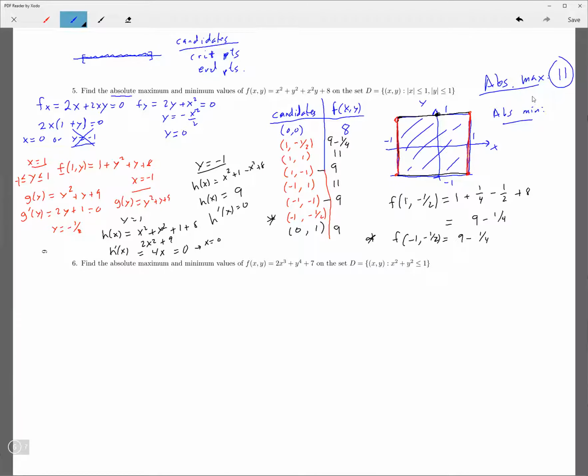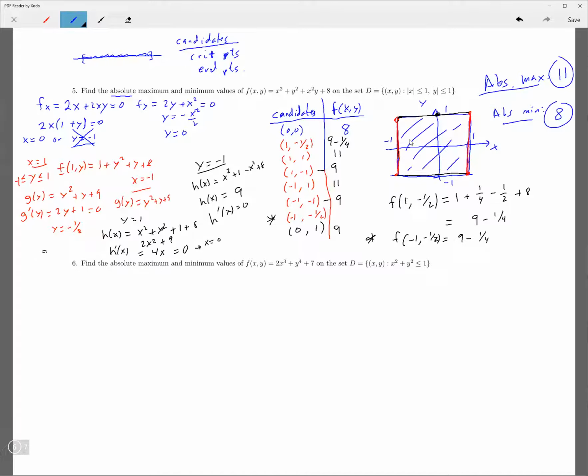would be 9 minus 1/4. Is that what that 8 is? 8 is smaller. Oh, okay. Yeah, sorry. That's what I meant to say. Yeah, I said 8 is smaller. So 8 is the absolute minimum, and 11 is the absolute maximum on this region here.